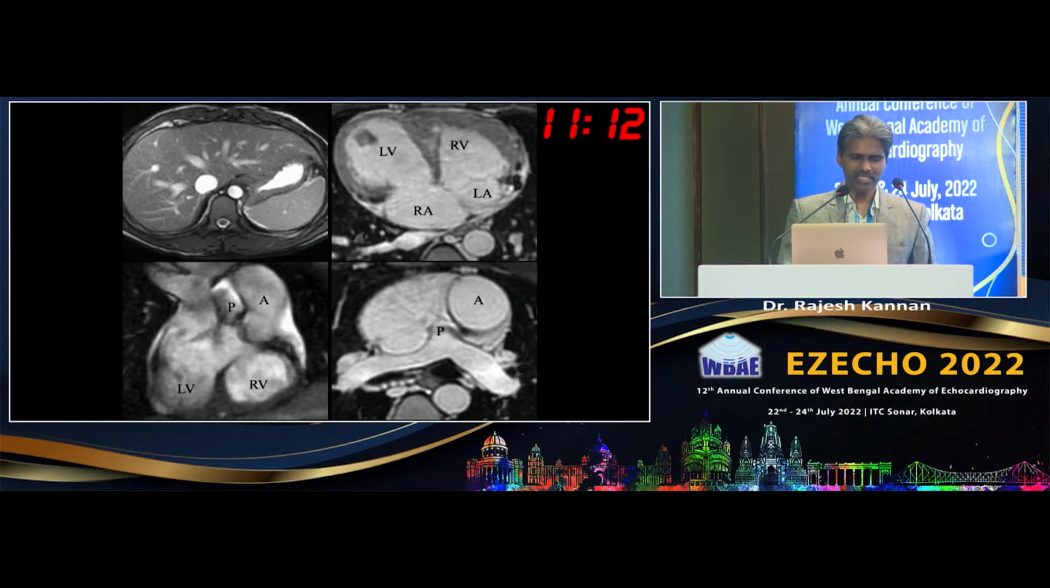Now, this is a complex CHD case on cardiac MRI, which shows, we'll start with the abdominal situs solitus, where the liver is on the right side, spleen on the left side, stomach on the left side, the IVC on the right side, aorta on the left side, suggesting visceral situs solitus.